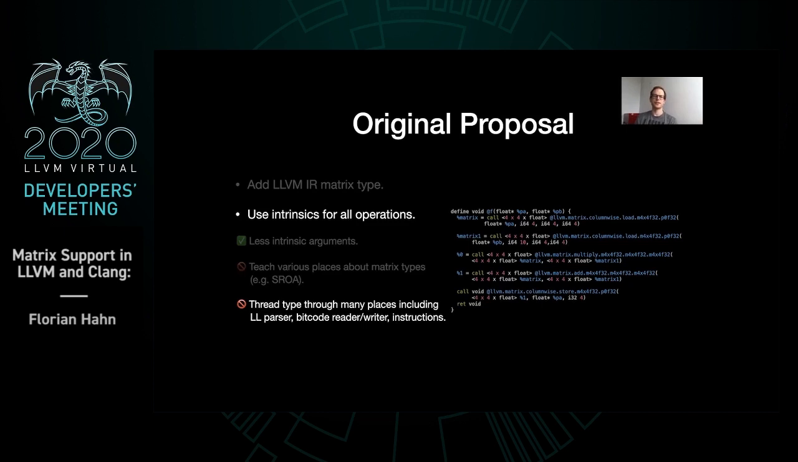And you also have to thread this type through many places throughout LLVM, including the IR parser, the bitcode readers and writers, and a bunch of other places. So you end up with lots of small changes across a wide range of files, and this was a constant source of merge conflicts when we kept our downstream implementation up to date with LLVM. And you need to specify some syntax for stuff like matrix constants, which you get for free by using vectors.